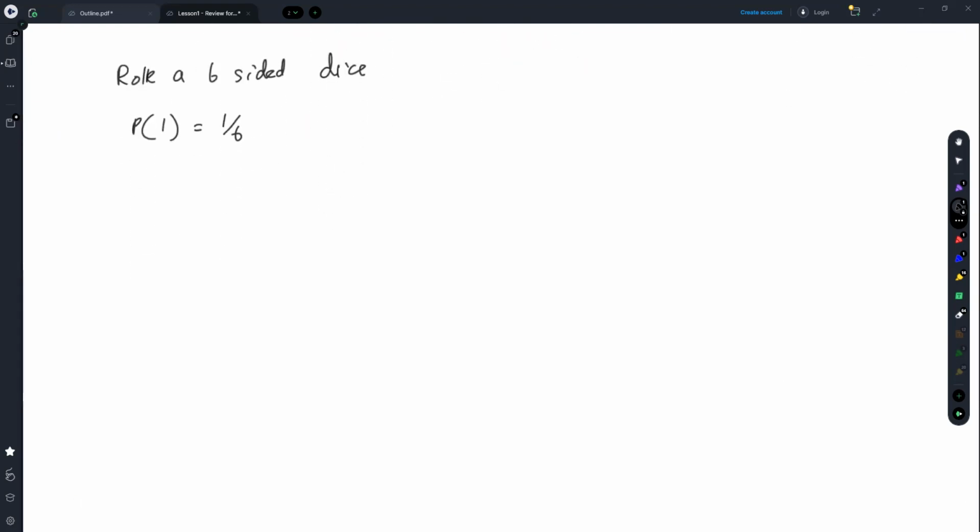Now, since we talked about the intersection, union, and the complement, shall we try another small example?